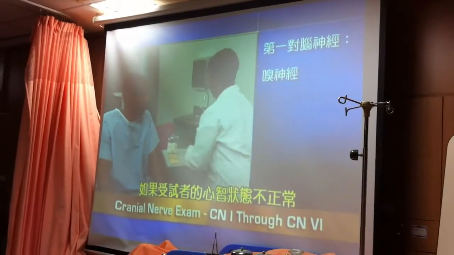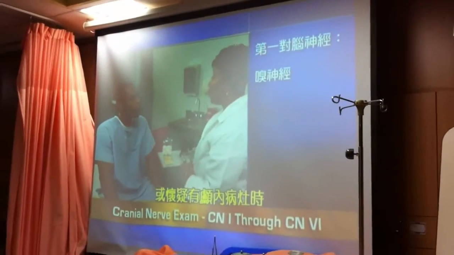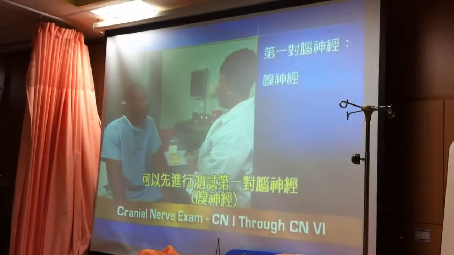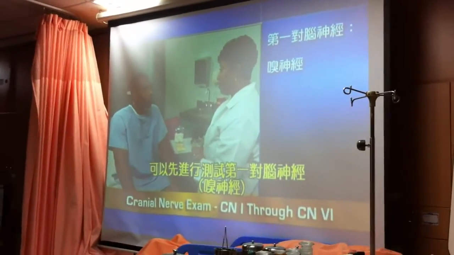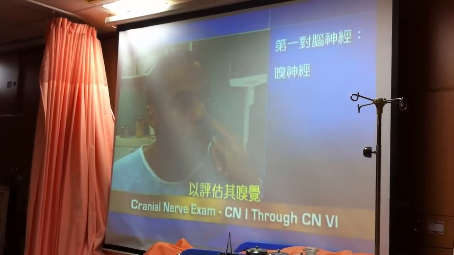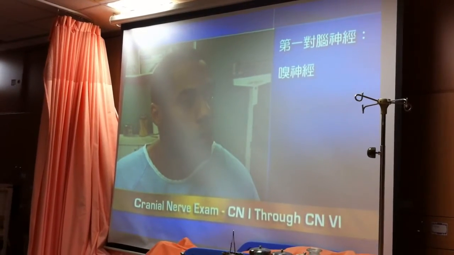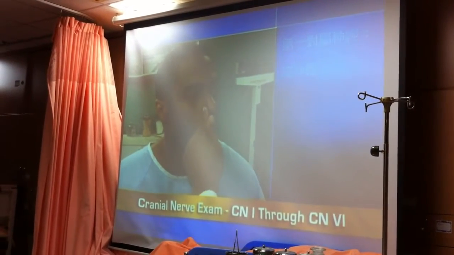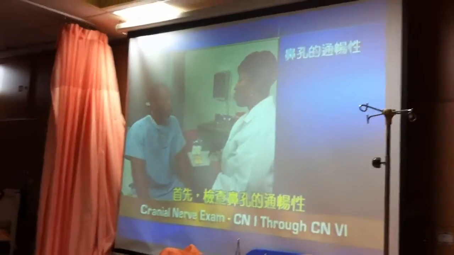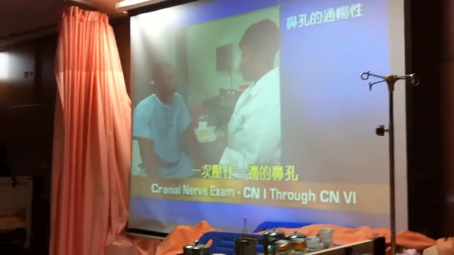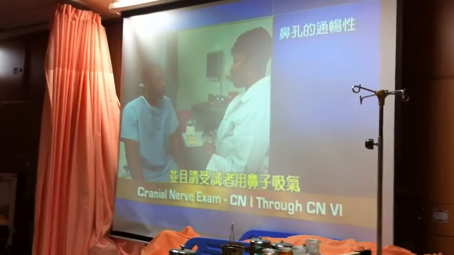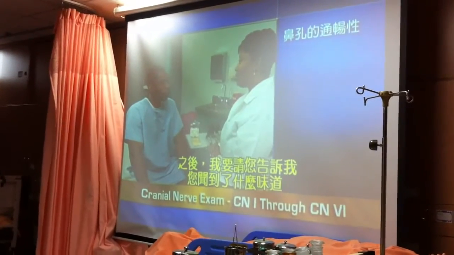If the person has an abnormal mental status, or if you suspect an intracranial lesion, test cranial nerve 1, the olfactory nerve, by assessing his sense of smell. Begin. First, check nostril patency by occluding one at a time and asking him to sniff. And I'm going to need for you to tell me what you smell.